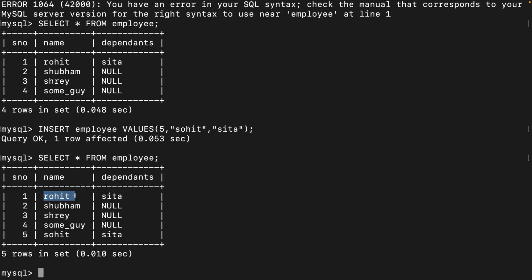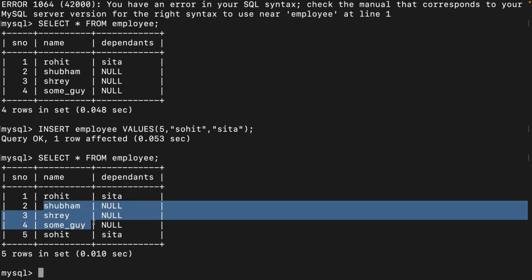Rohit and Sohit are siblings. So for their dependents, I've considered their mother, Sita. So both of them have the same dependent. And Shubham, Shrey and some other guy are, let's say, orphans, so their dependents are mentioned as null.